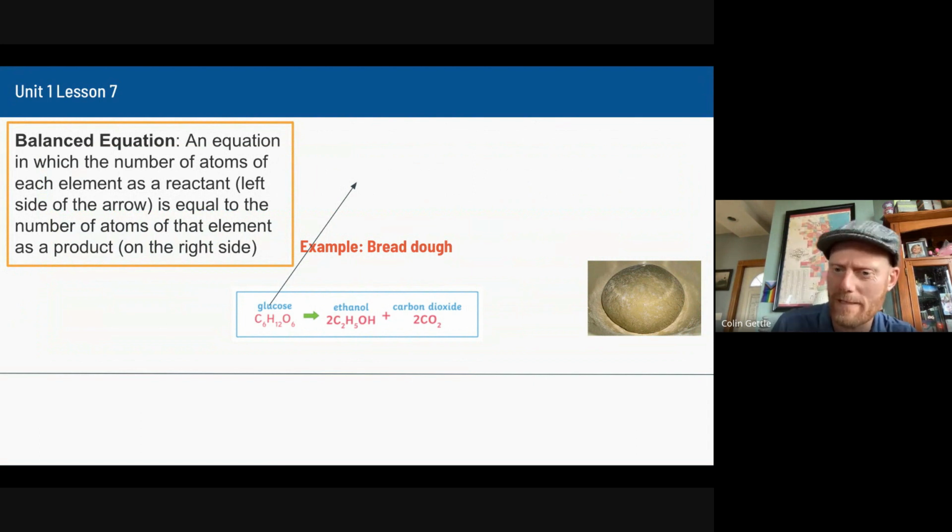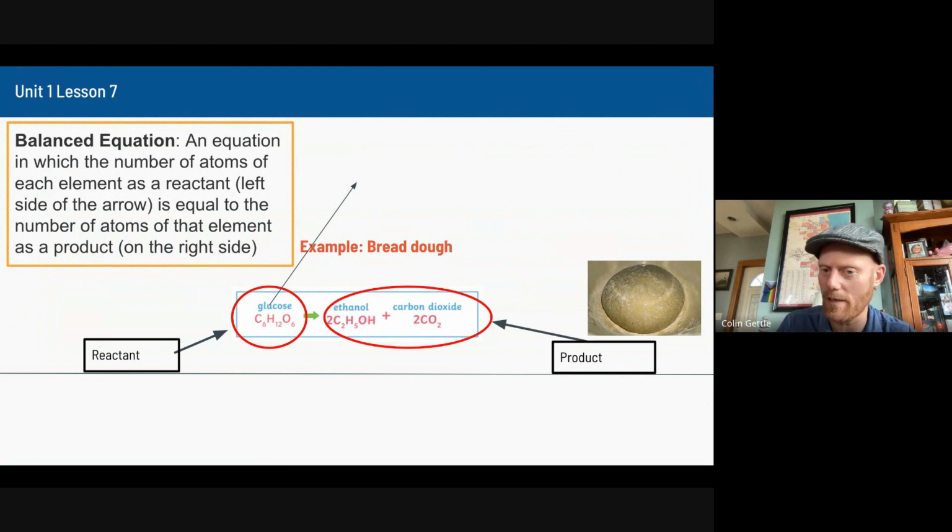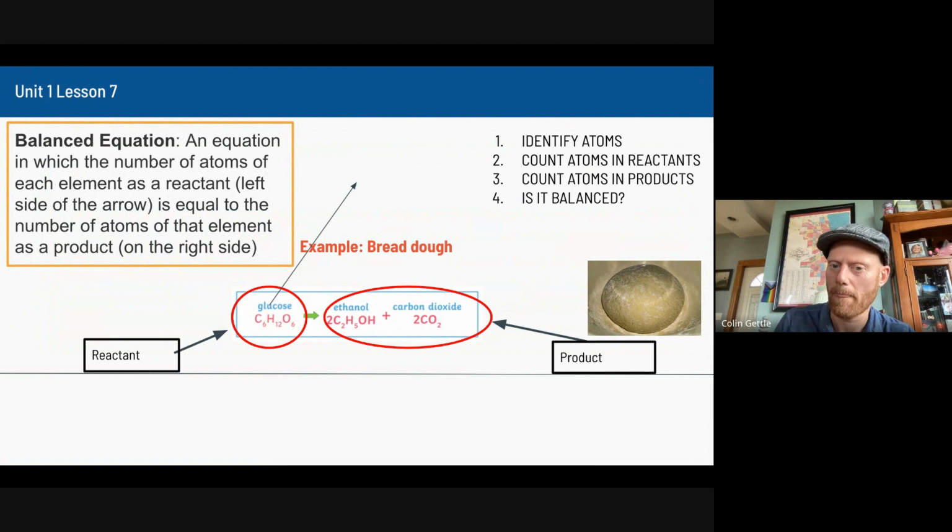And so how do we figure this out? If we see a chemical equation, how do we figure out whether it's balanced or not? Well, we follow a couple of basic steps. First, let's identify the reactants and the products. Then we will identify the atoms that exist in those reactants and products. We should have the exact same types of atoms in the reactants as in the products.